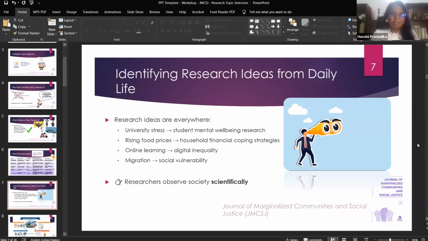Examples, there are four examples I put here. University stress, student mental well-being stress, research, right? The second one, rising food prices, household financial coping strategies, right? Online learning, digital inequity, migration, social vulnerability, right? Researchers observe society scientifically. Then only they can conduct a research. Research methodology is the scientific method.